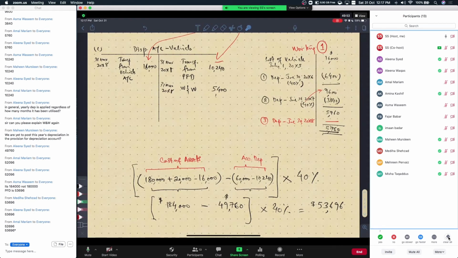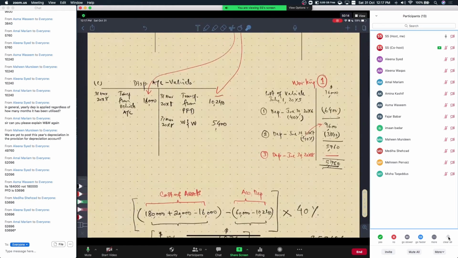Maheen understands, Matiha, Amna, Amal, Alina Wakas, Alina Sayed, and Fajr. Fajr, we don't get it, beta? Fajr does. All right.